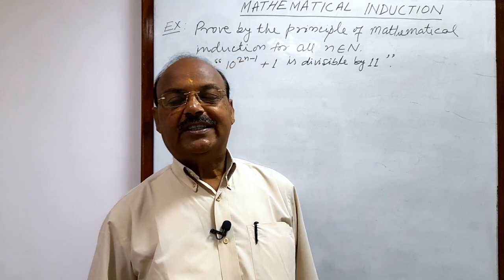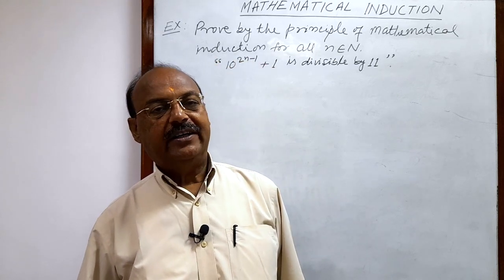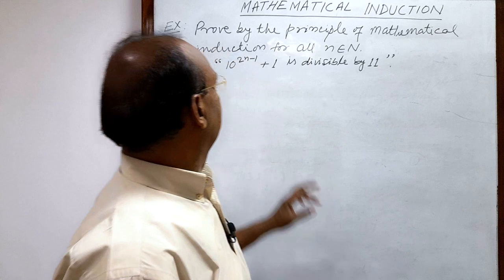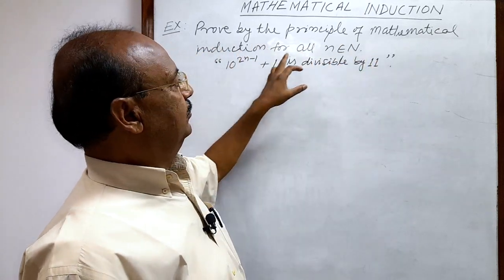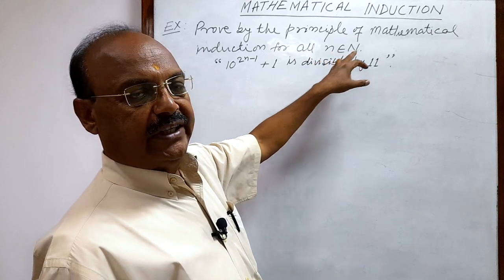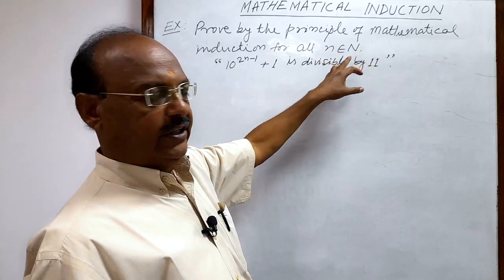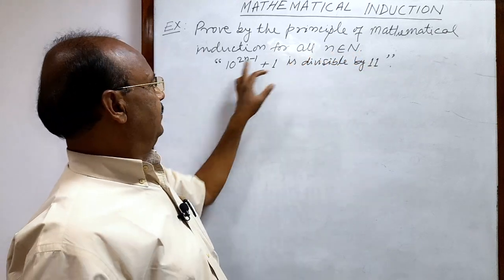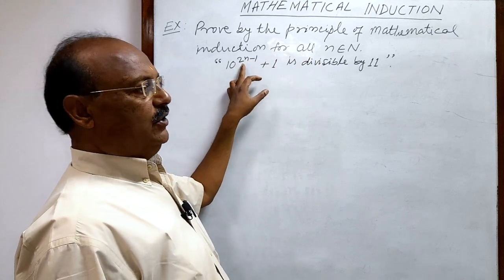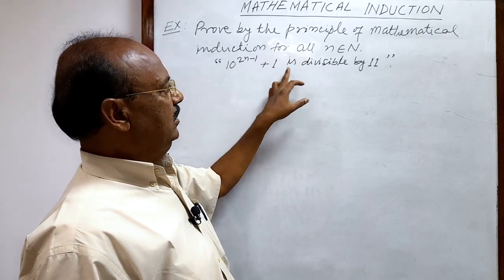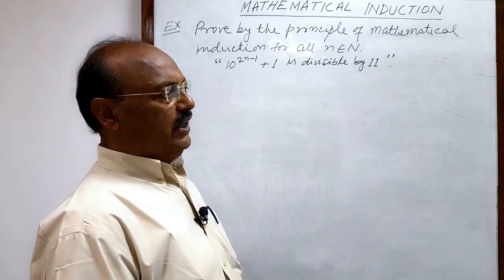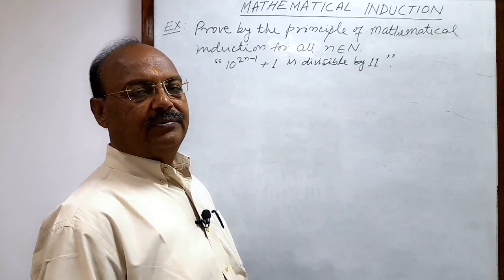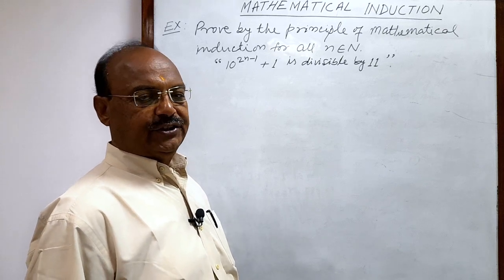Here we are going to discuss a question from the chapter Mathematical Induction. The question is: prove by the principle of mathematical induction, for all n belonging to the set of natural numbers N, that the given statement 10 to the power 2n minus 1 plus 1 is divisible by 11. So here we will be using the principle of mathematical induction.